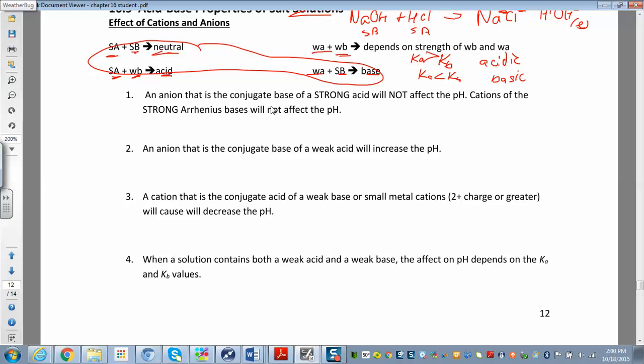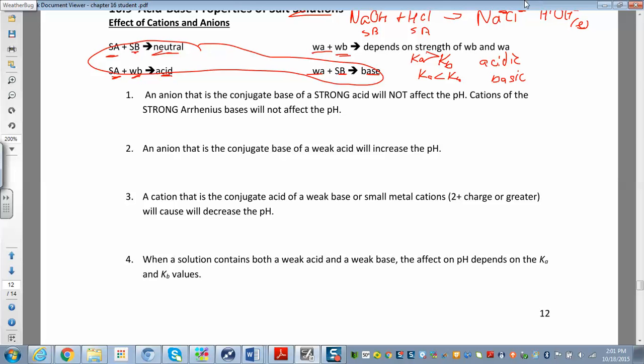Now, this is the way the book kind of explains it. An anion that is the conjugate base of a strong acid will not affect the pH. That's just really saying that it's going to make it neutral, and cations of strong bases won't affect the pH. That's why they're neutral. If you just take the salt and split it up into its parent acid and base, that works every single time.